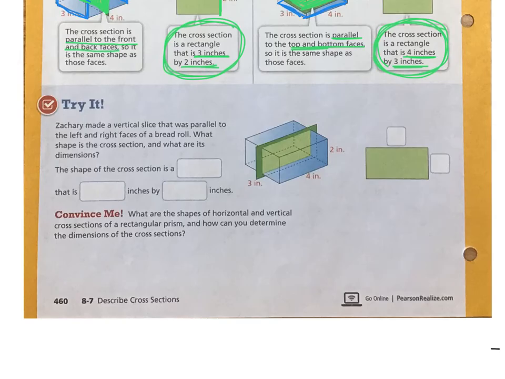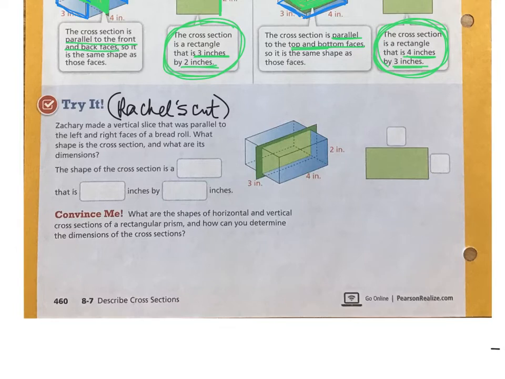Now let's complete the try it problem. Zachary made a vertical slice that was parallel to the left and right faces of a bread roll. So he cut his bread roll similar to how Rachel cut hers. He cut it vertically from top to bottom. What was the shape of the cross section, and what are its dimensions?